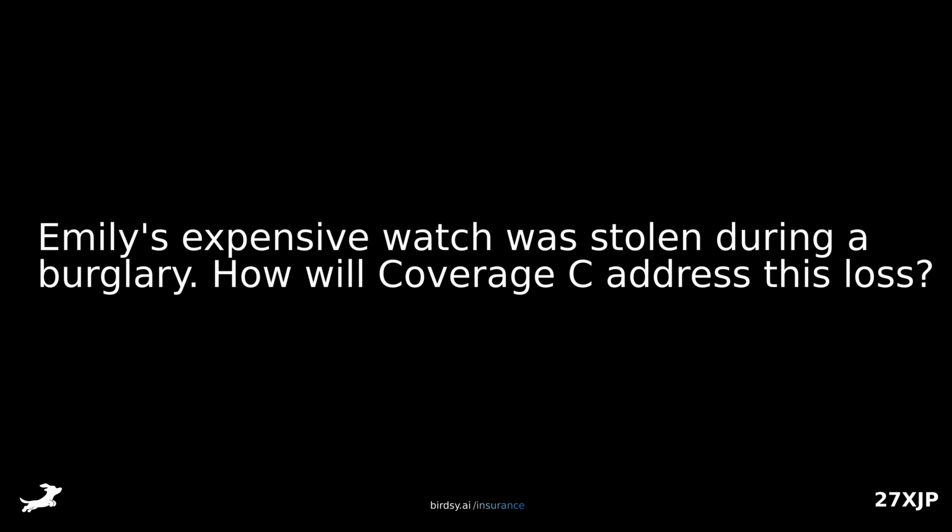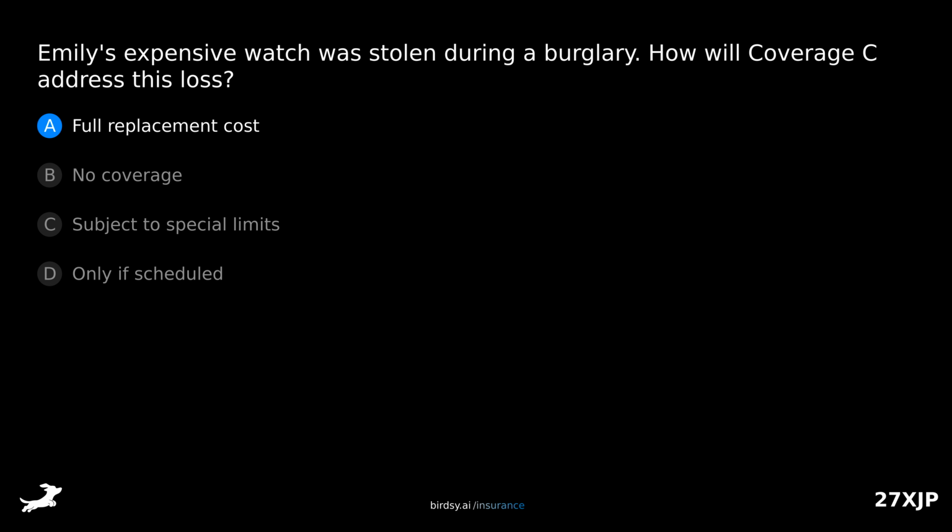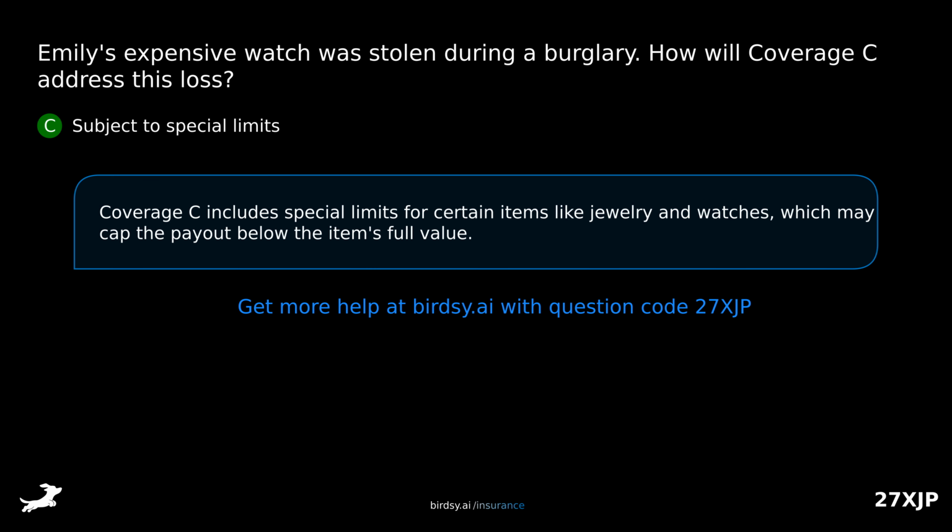Emily's expensive watch was stolen during a burglary. How will coverage C address this loss? Is it A, full replacement cost, B, no coverage, C, subject to special limits, or D, only if scheduled? The answer is C, subject to special limits. Coverage C includes special limits for certain items like jewelry and watches, which may cap the payout below the item's full value.